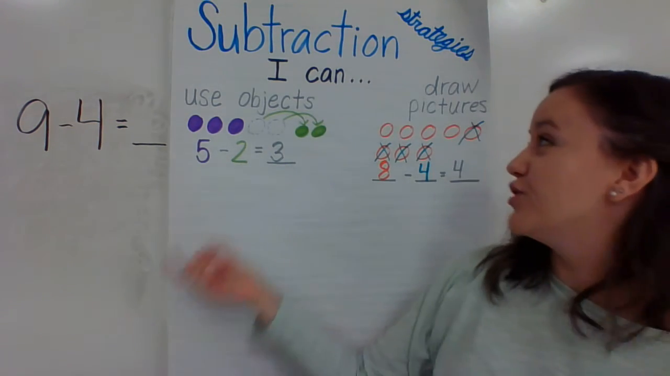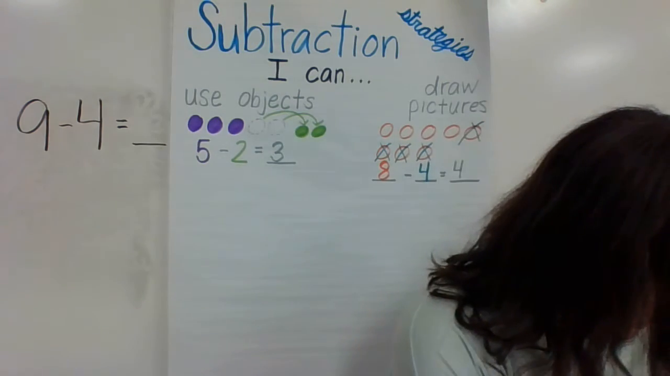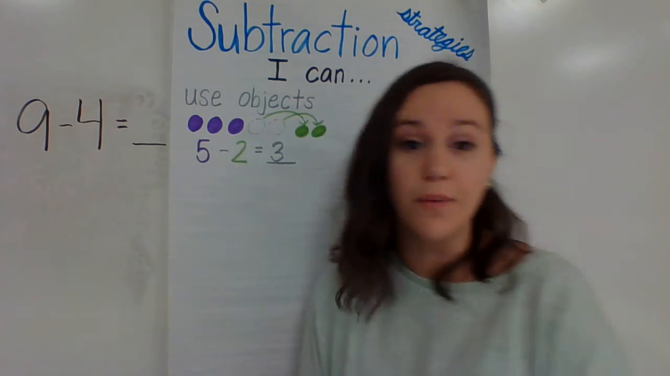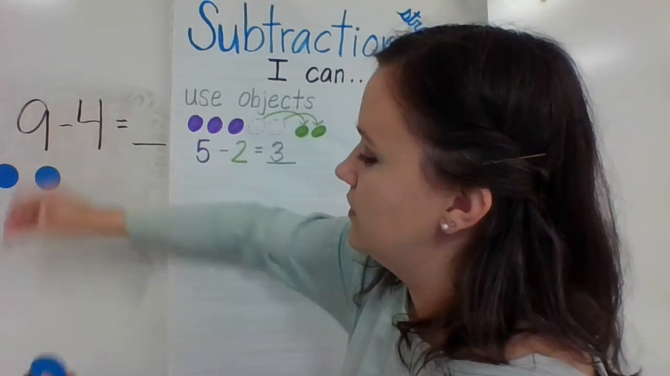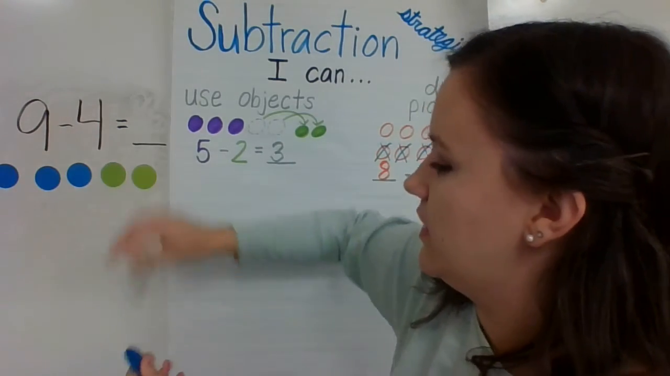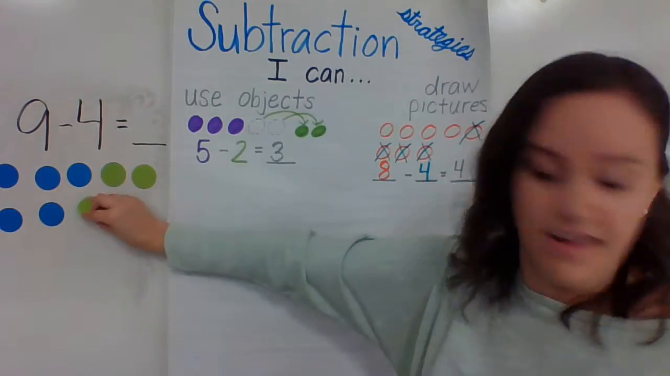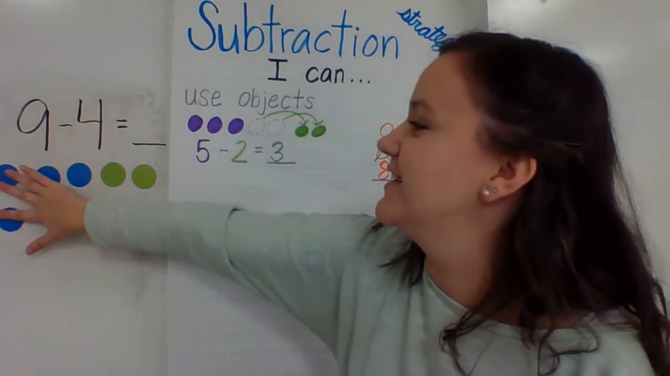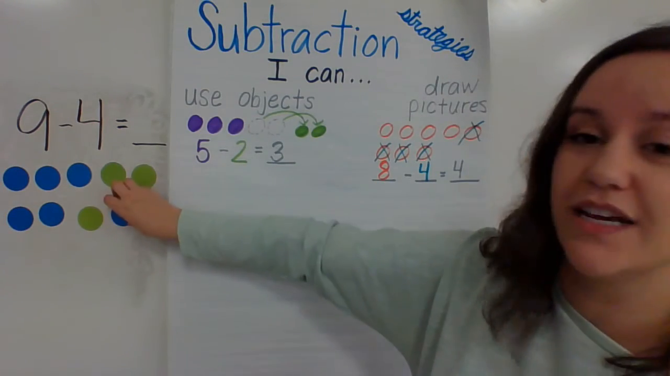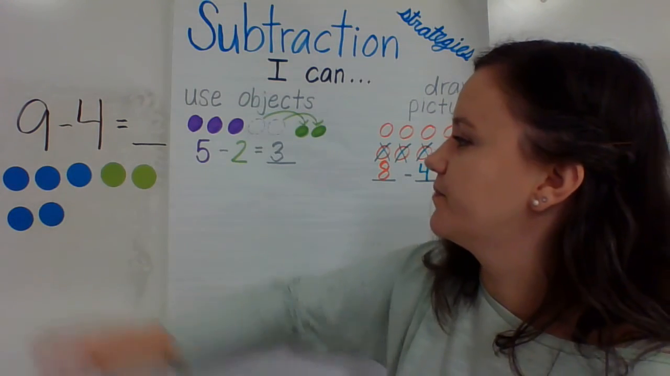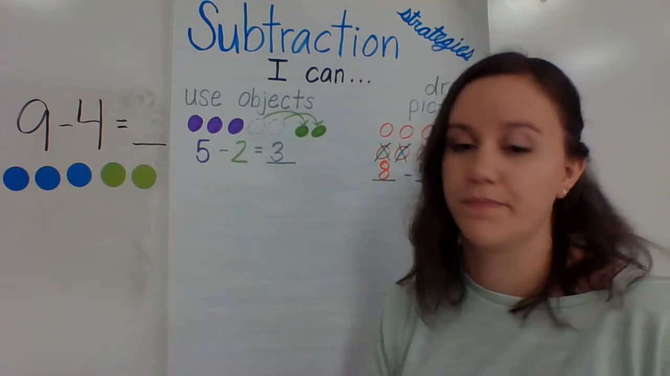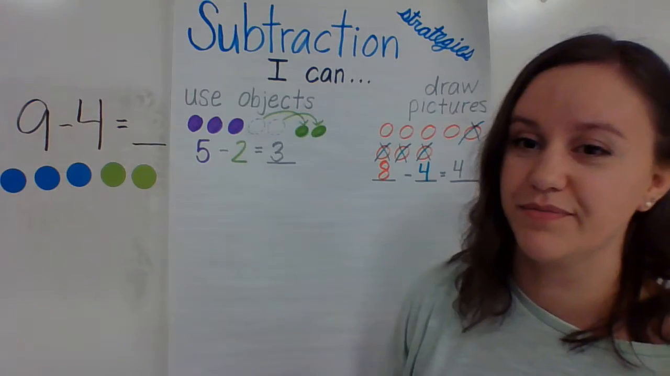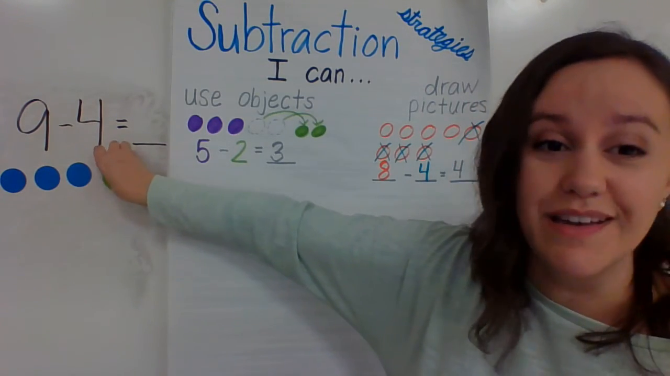All right, so if you chose use objects, and we wanted to do 9 minus 4, I need to start with 9 things. 1, 2, 3, 4, 5, 6, 7, 8, 9. So I have 9 things, and I'm subtracting 4. So I'm going to take 4 away. 1, 2, 3, 4. How many do I have left? What's the difference? 1, 2, 3, 4, 5. So 9 minus 4 equals 5.